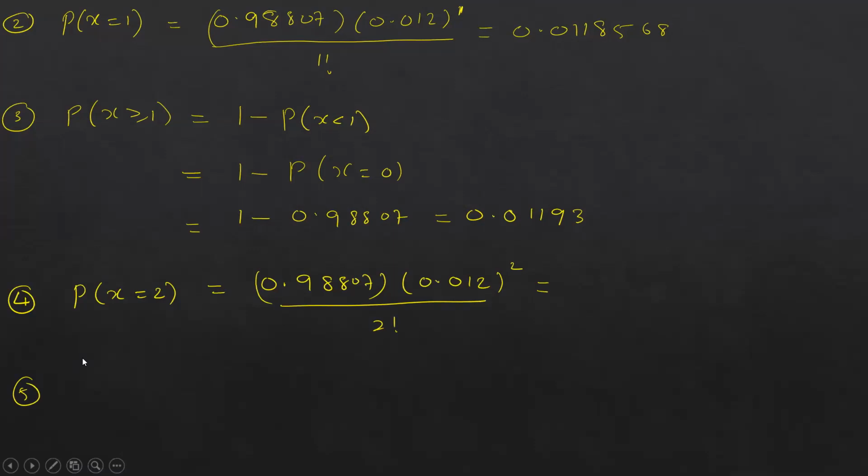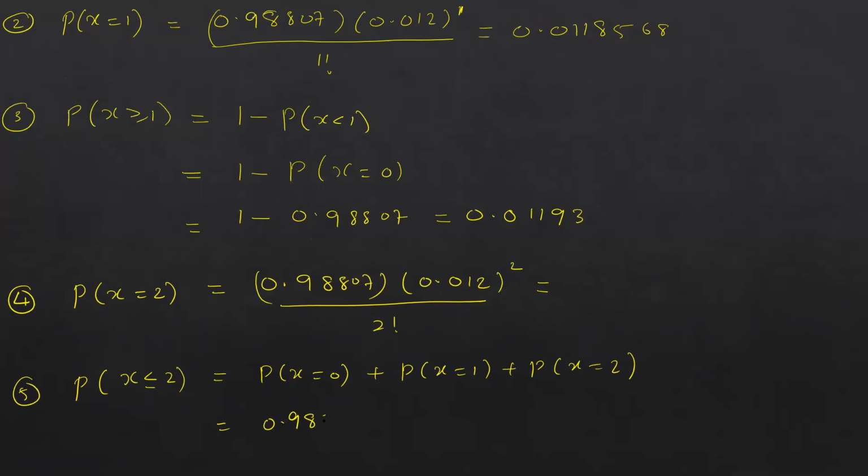And the fifth part is at most 2 errors. So at most 2 errors is x should be less than or equal to 2, which means probability of x equal to 0 will come, probability of x equal to 1 will come, plus probability of x equal to 2 will come. Already we have found this value, which is 0.98807, plus x equal to 1 also we have found here. Just put this, 0.01187, right? I will round off this digit.